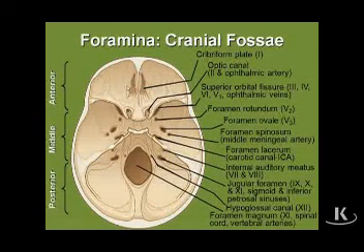When we look at the floor of the cranial fossae, we see that there are a whole bunch of openings, each of which is important because there are nerves and other structures that pass through them, and we need to know which nerves pass through which openings. So in the anterior fossa, we have this region near the midline known as the cribriform plate. The cribriform plate has multiple openings in it, and what passes through those openings are the multiple olfactory nerves.